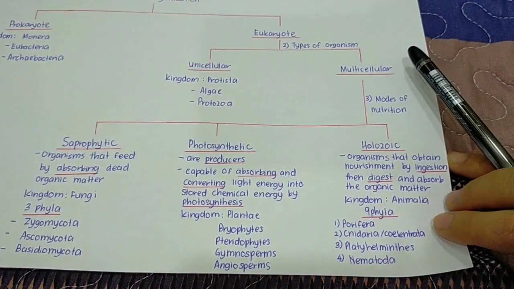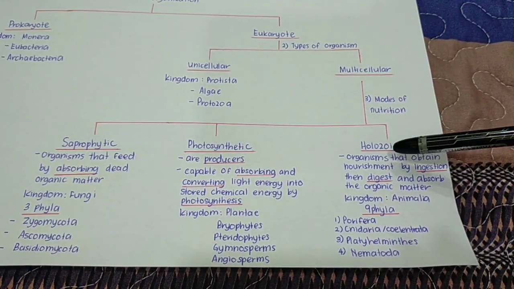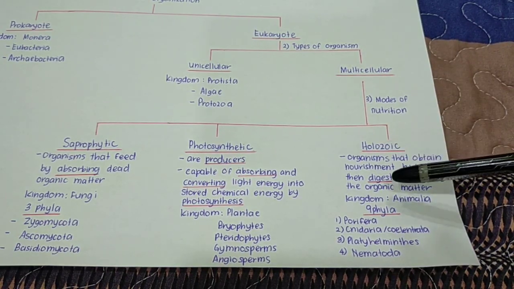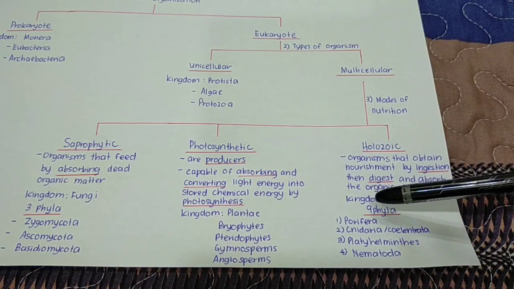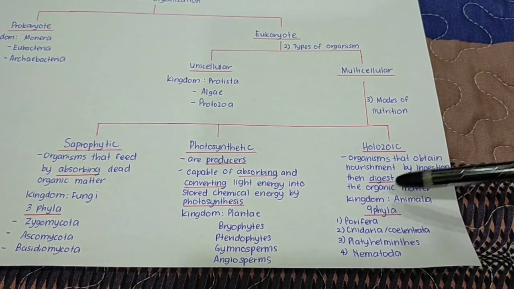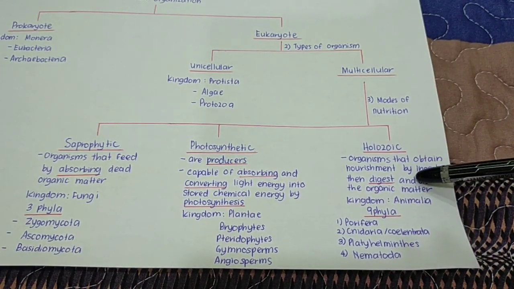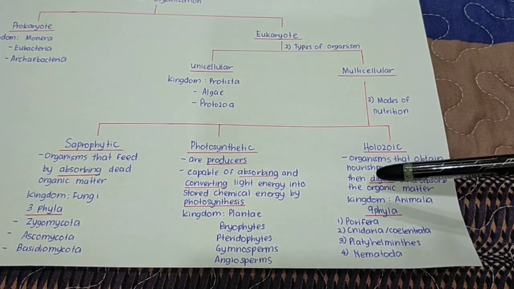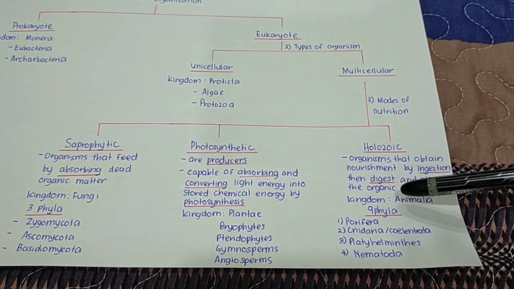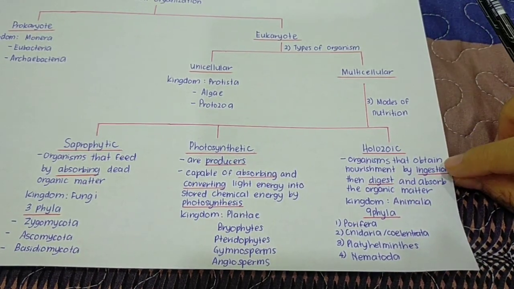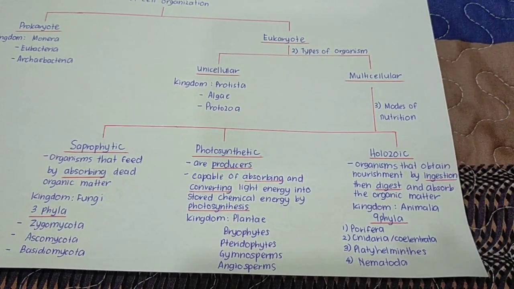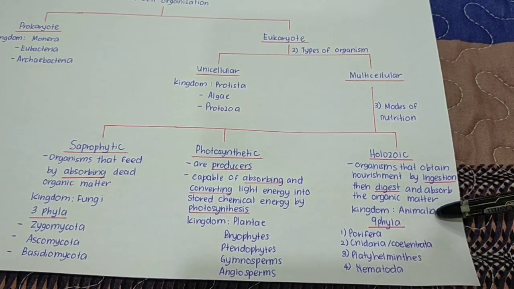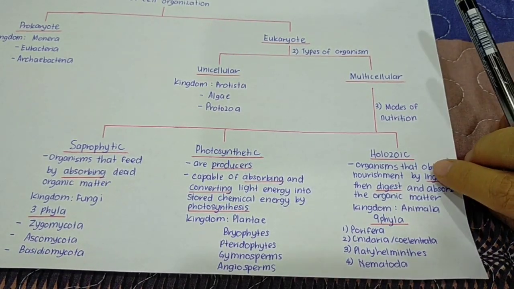Okay, and then another one, holozoic. What is holozoic? Holozoic is organism that obtains nourishment by ingestion, then digests and absorbs the organic matter. So the keyword here is ingestion. Ingestion means it will eat. After it eats, it will digest and absorb the organic matter. What is the organism that we consider holozoic? It is the organism under kingdom Animalia. Kingdom Animalia is the 5th kingdom.